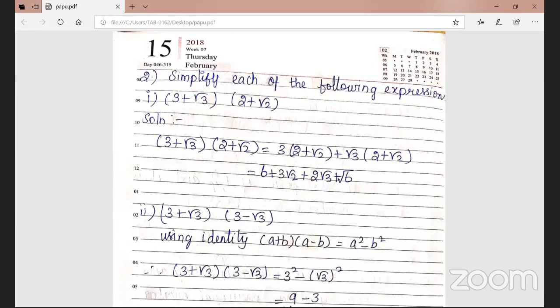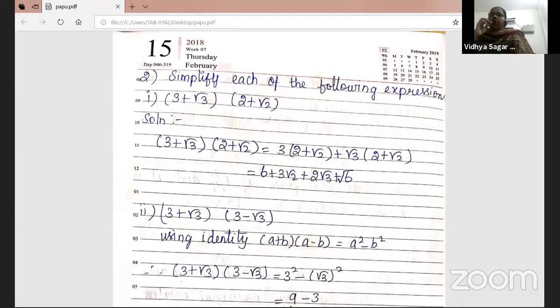Now see, 3 plus root 3 into 2 plus root 2. That is your value. What we can do is multiply 3 into 2 plus root 2, and then root 3 into 2 plus root 2.